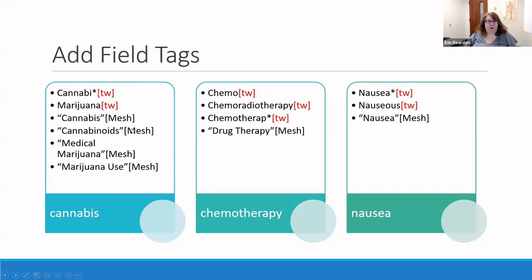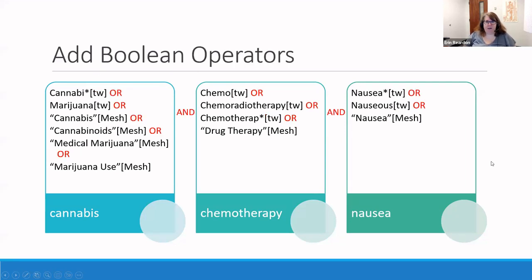So then we would want to add our field tags to our keywords. So we've already got the field tags for our mesh terms that we were using. So we just want to make sure that we add the field tags for doing a text word search, TW. You could do TIAB for title and abstract if you wanted to. It's just kind of personal preference. So we'd add all those. And then we would add our Boolean operators. So because this is one concept together, we want to find any of these words and any of these words and any of these words. So we'll link all these together with OR. We'll link the concepts together with AND and then we would have the search that we can run.